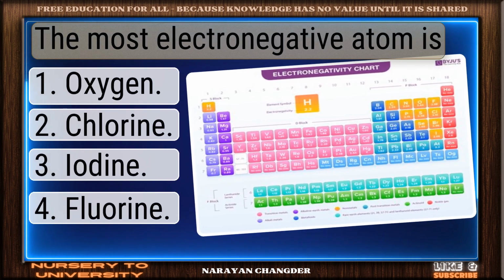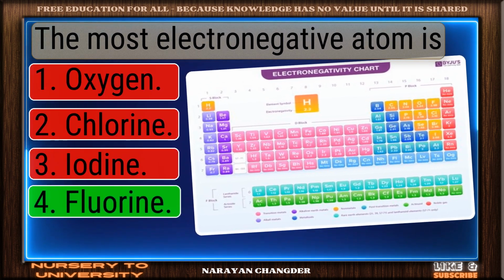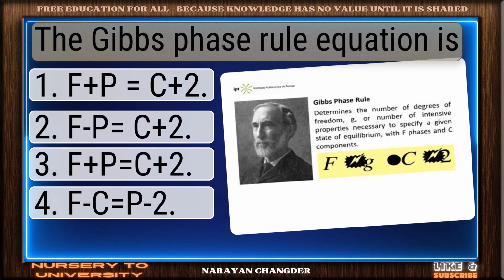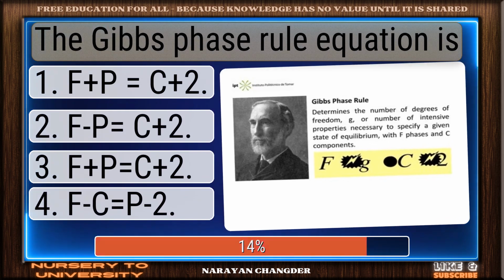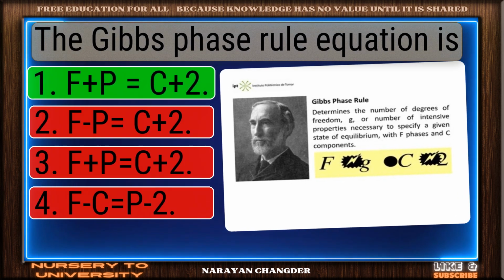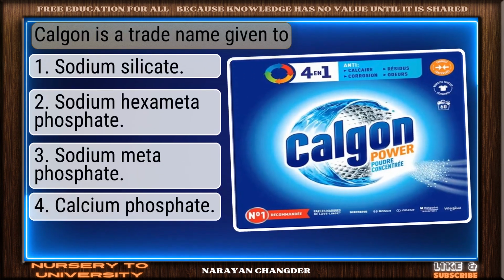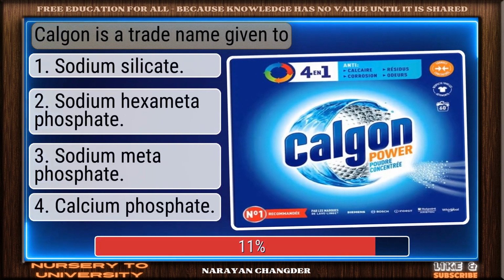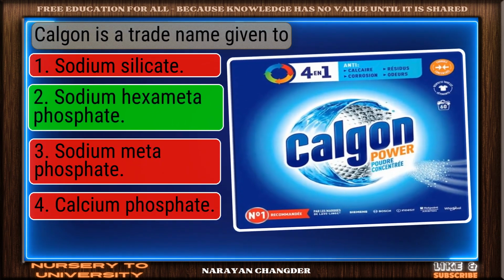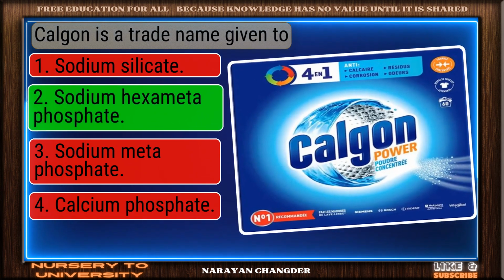The most electronegative atom is. Solid response. Fluorine is a valid choice. The Gibbs phase rule equation is. Strong choice. F plus P equal to C plus 2 is the right answer. Calgon is a trade name given to. Excellent choice. Sodium hexametaphosphate is the right answer.